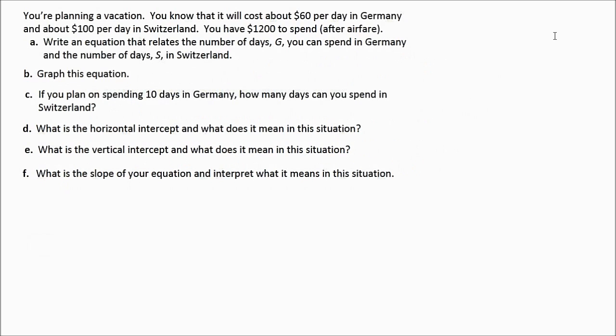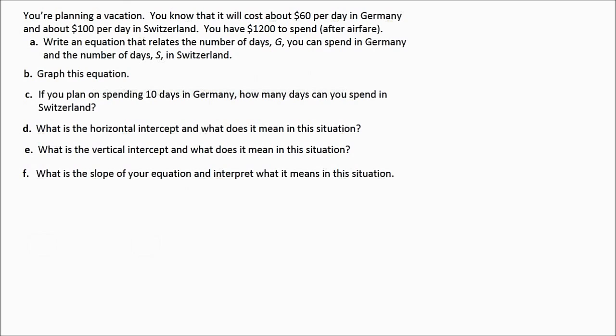Here's the application we're going to go ahead and tackle. You're planning a vacation. You know it'll cost about $60 per day in Germany and about $100 per day in Switzerland, and you have $1,200 to spend altogether, and that's after airfare, so we don't have to worry about flying there. We just know the per day cost for Germany and for Switzerland. First question asks us to write an equation that relates the number of days in Germany and the number of days in Switzerland. And the variables are given to us to be G and S.